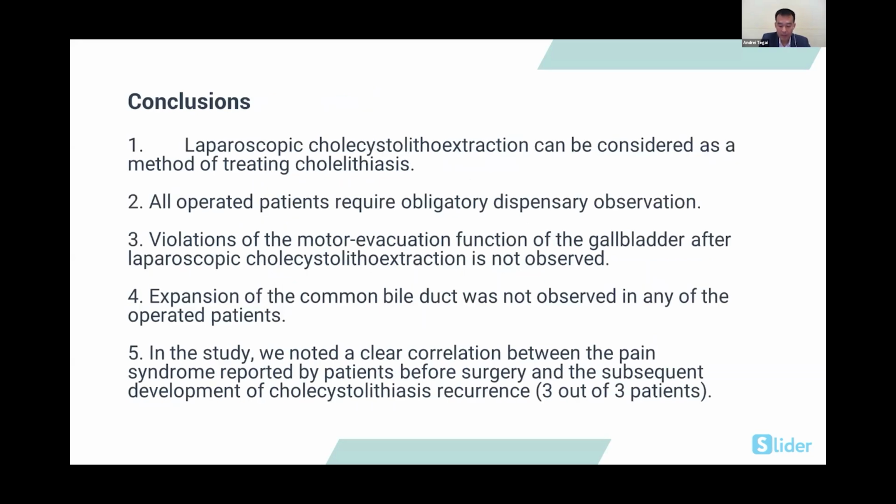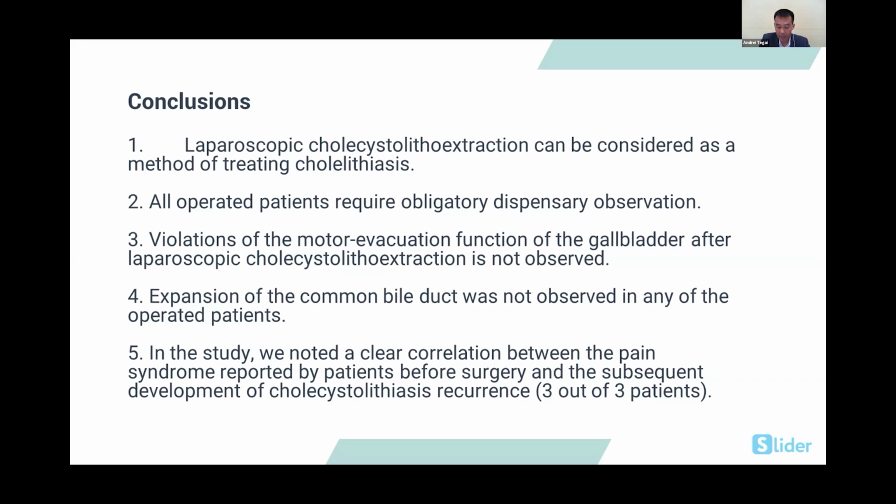Conclusions. Based on the results of the analysis of the immediate and long-term results of laparoscopic cholecystolithoextraction, some preliminary conclusions can be drawn, recognizing the higher error in the result obtained due to the small sample. Laparoscopic cholecystolithoextraction can be considered as a method of treating cholelithiasis, since no complications of the disease from this method of treatment were identified.